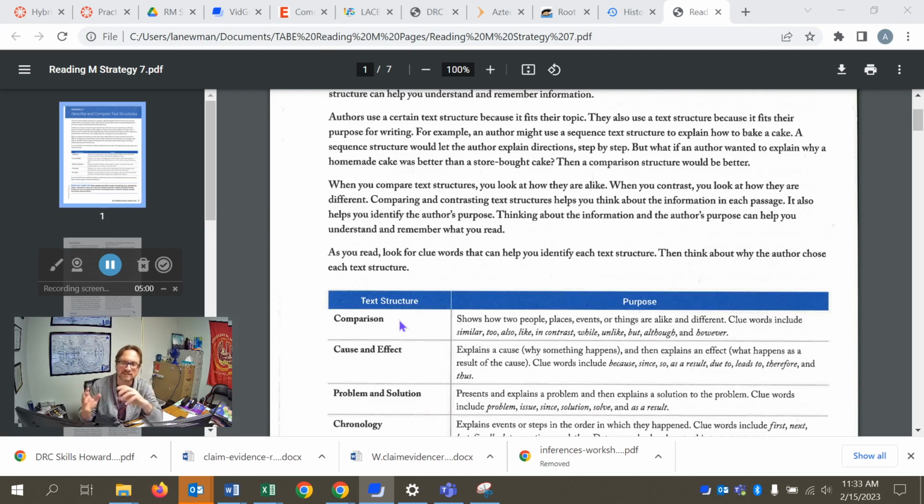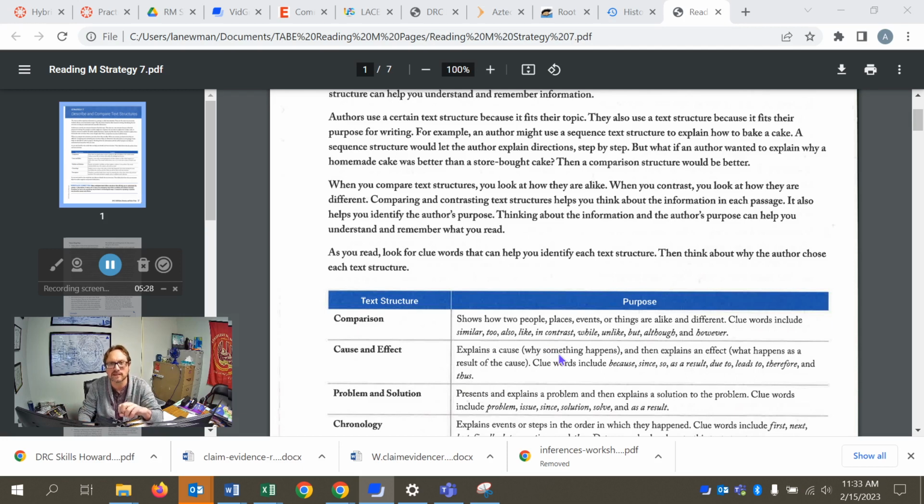So in the world of text structure, a comparison text does more than just compare, it also contrasts as well. And clue words could be similar, to, also, like, as in this thing is like another, or contrast, in contrast to, something is different, unlike. So, our language sets us up to see comparisons, how things are alike, and contrast, how things are different.